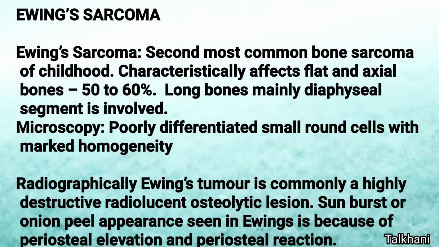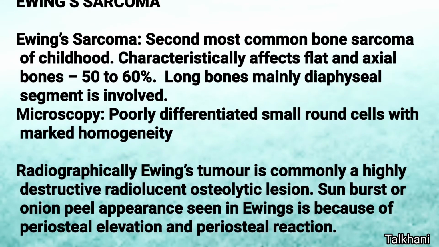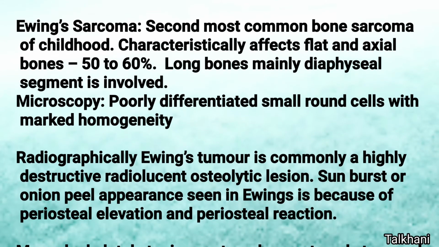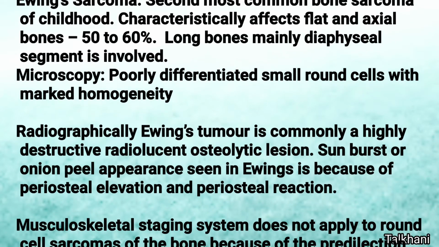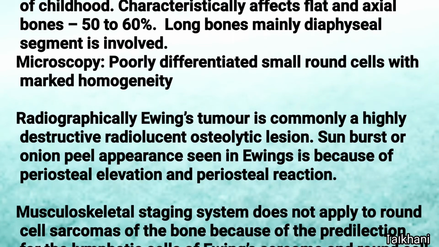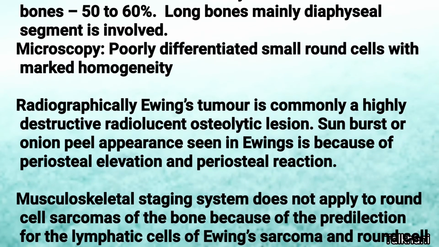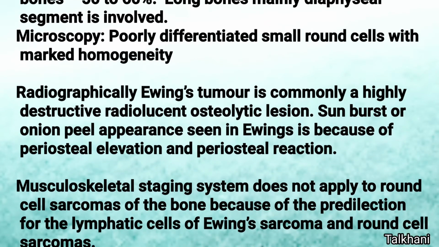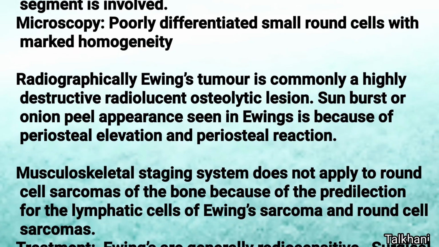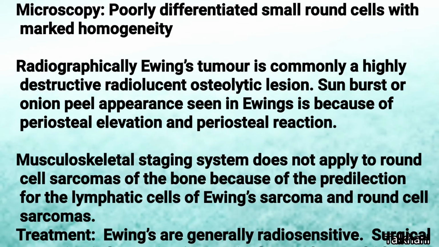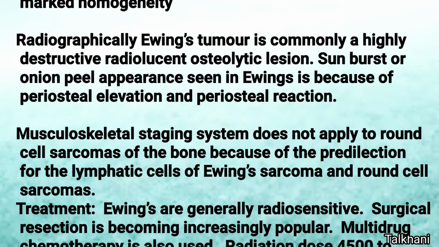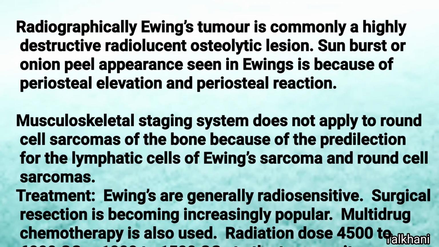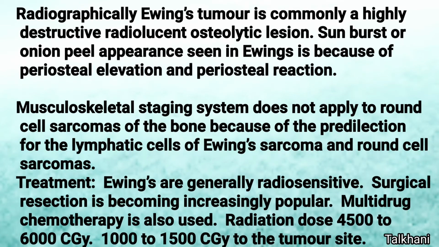Radiographically, Ewing's tumor is commonly a highly destructive radiolucent osteolytic lesion. Sunburst or onion peel appearance seen in Ewing's is because of periosteal elevation and periosteal reaction. The musculoskeletal staging system does not apply to round cell sarcomas of the bone because of the predilection of Ewing's and round cell tumors for the lymphatic system.